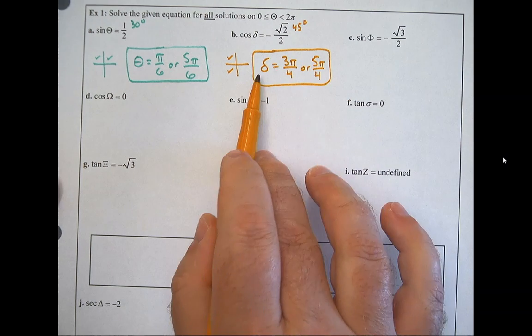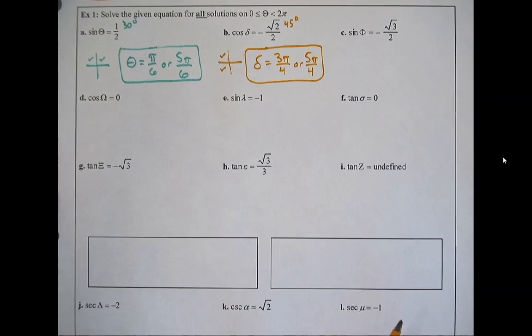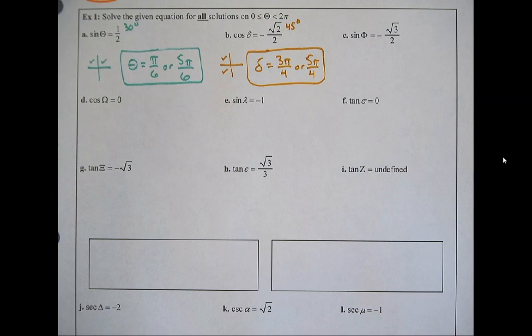If you don't like the Greek letters, you can change everything to x if you want to be boring. If you want to change everything to theta, you can be boring if you want to. All right, let's encourage you to pause here and try to do part C. All right, let's see how you did.